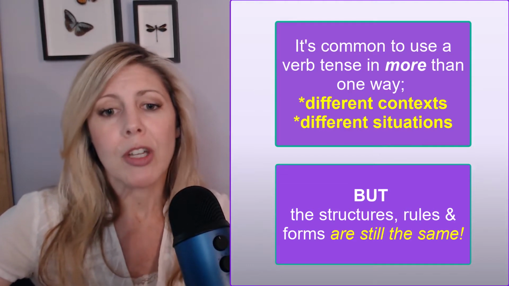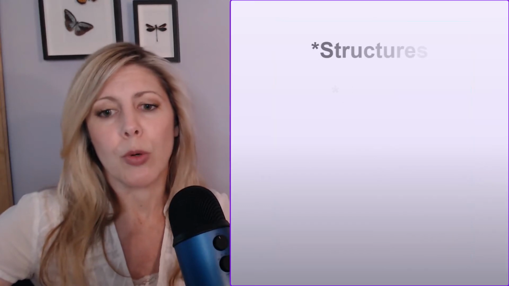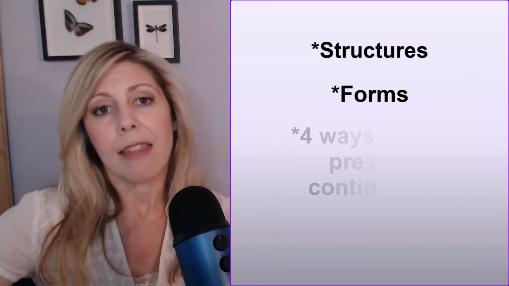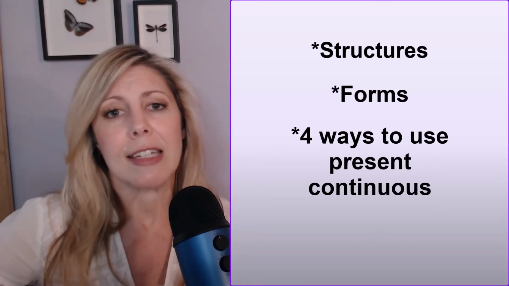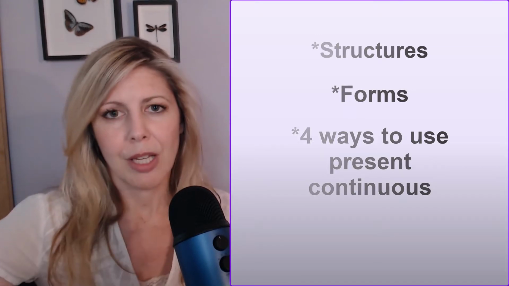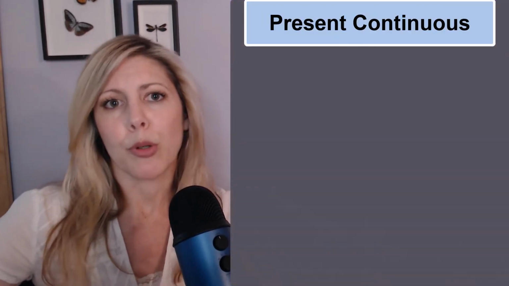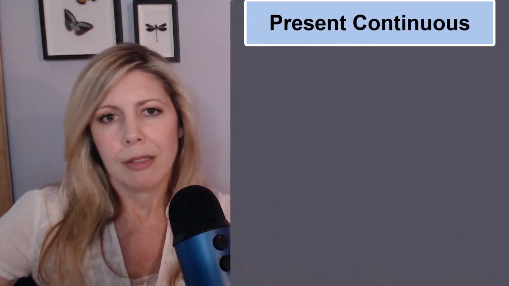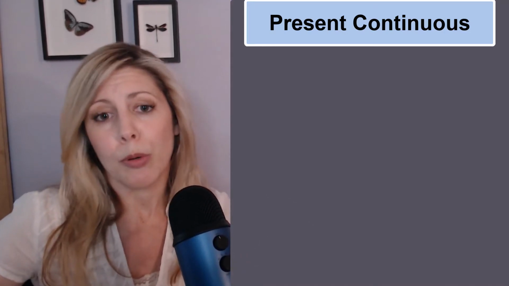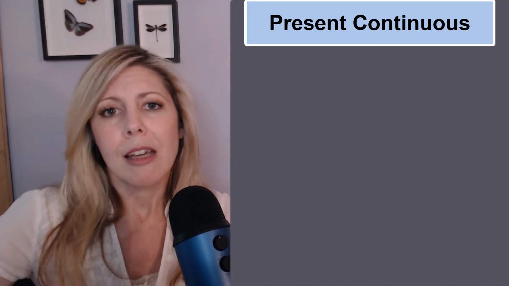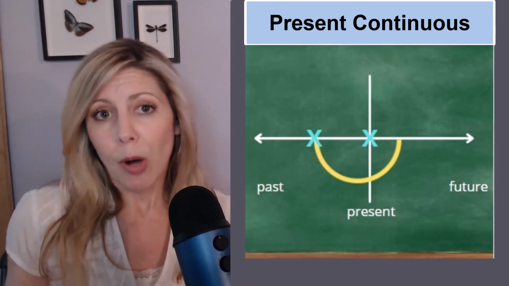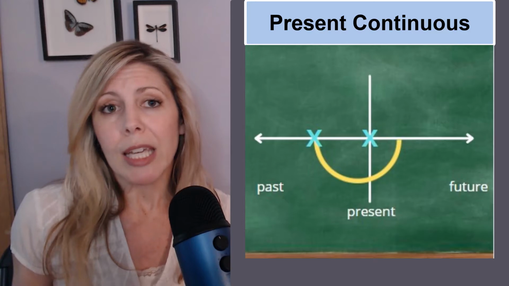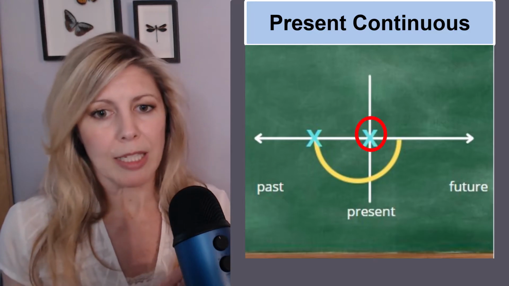But first, we're going to look at the structures and forms of the present continuous, and then we'll look at 4 ways that we can use this tense in everyday English. So let's look at present continuous. We can also call it present progressive, as I mentioned before. Sometimes you'll hear both, continuous or progressive. But basically, this tense expresses an activity that is in progress or continuing at the moment of speaking.